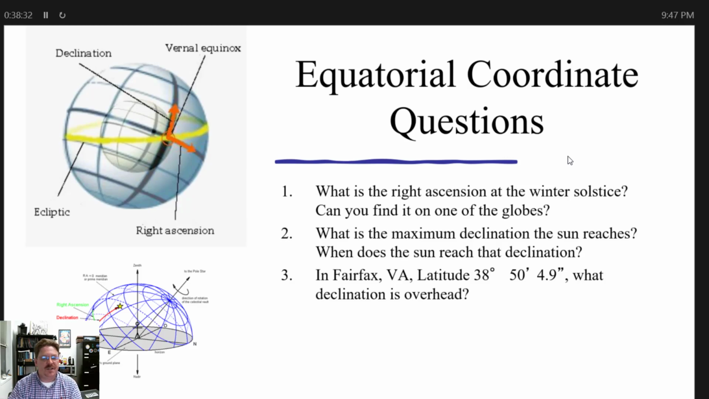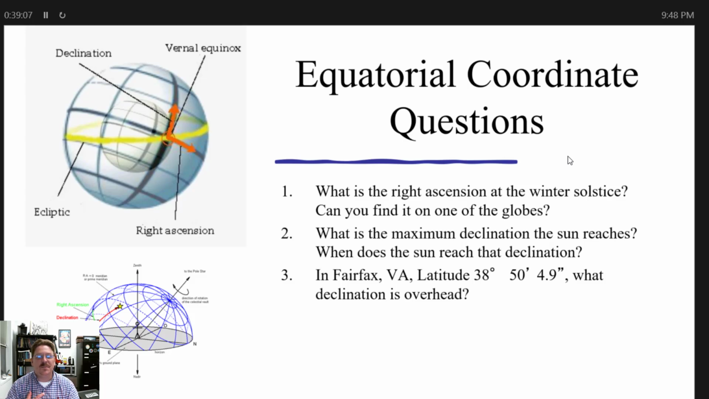So these are some questions that you can contemplate on your own. I highly recommend doing it. What is the right ascension at the winter solstice? I may even ask these questions in class, so definitely pay attention. Actually, you can back it up, because I just told you. Can you find it on one of our celestial spheres?